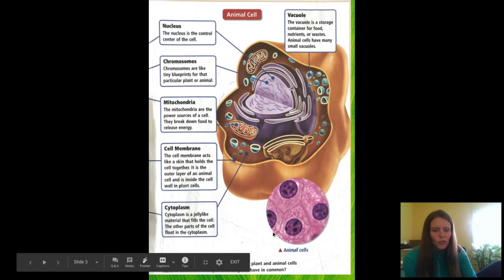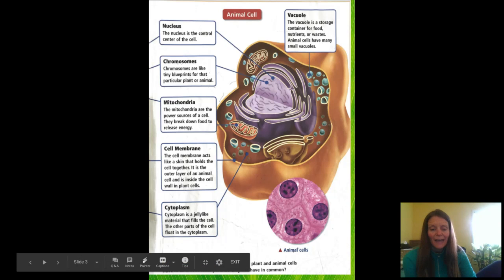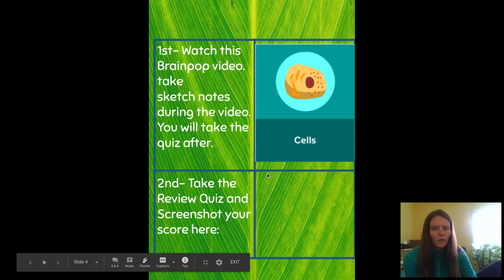We have one question to answer here on the bottom. So we wanted to know, what parts do plant and animal cells have in common, and what parts do they not have in common? So we discussed them both. So again, here are all the ones that they do have in common, and you need to determine from the previous page which one they do not have in common.